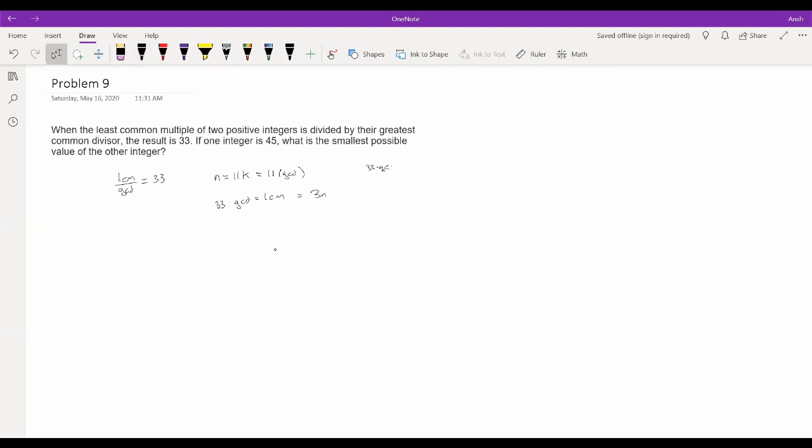So 45 can be expressed as 3 squared times 5, whereas 33 only has one multiple of 3. Therefore, GCD has to be a multiple of 15. So the smallest possible GCD would just be GCD equals 15. And we can see that 15 is obviously a divisor of 45, so that means GCD equals 15 checks out. So we can plug that back in to solve for n. We know that n is equal to 11 times the greatest common divisor. So that means n equals 11 times 15, which is 165.